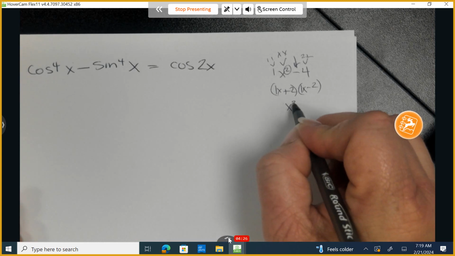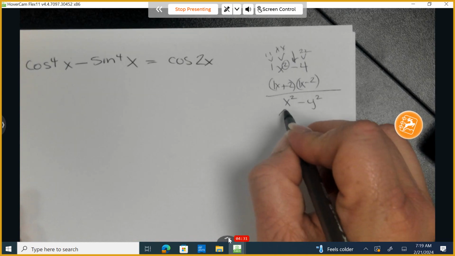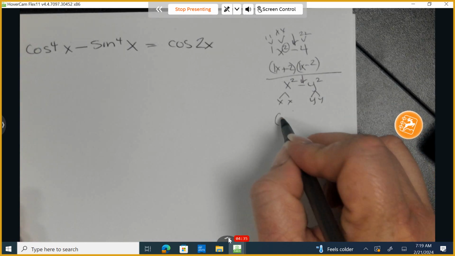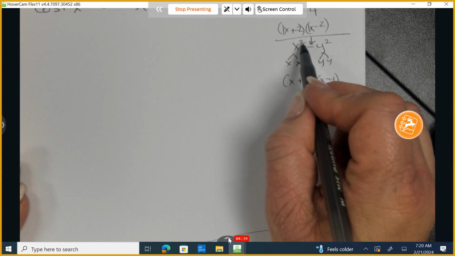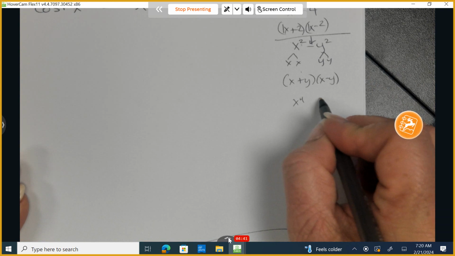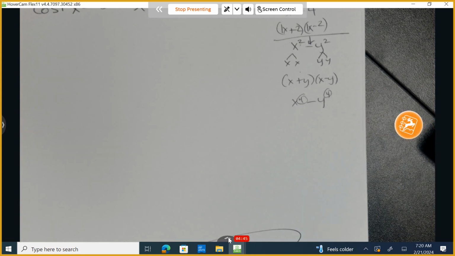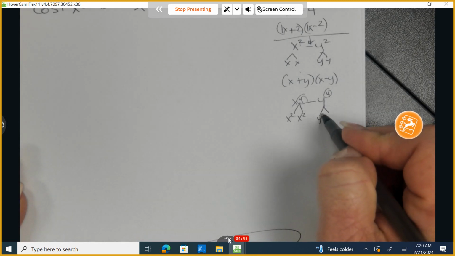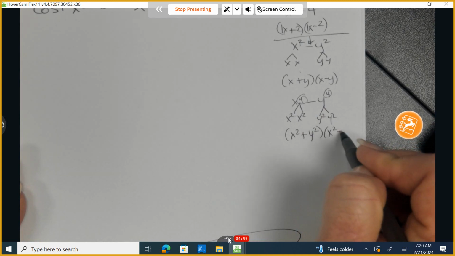Now, could we do that same concept when we have two variables? x squared breaks into x and x, y squared breaks into y and y. I have subtraction, so it's going to be x plus y and x minus y. What do we do when that changes to a 4th power? As long as this exponent can equally be separated into two groups, which it can, x squared and x squared, and y squared and y squared, then we have x squared plus y squared and x squared minus y squared.